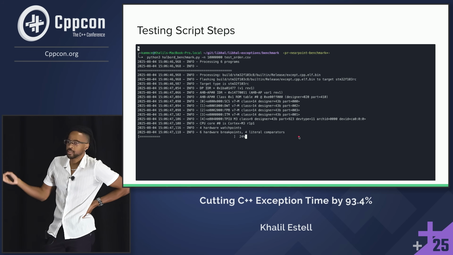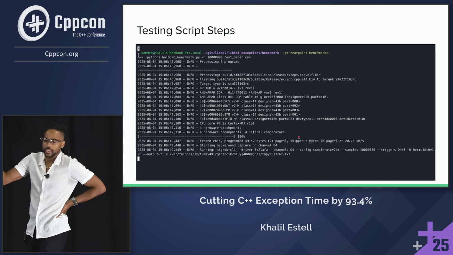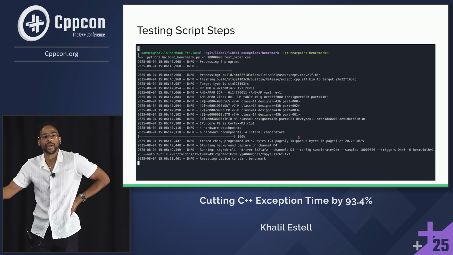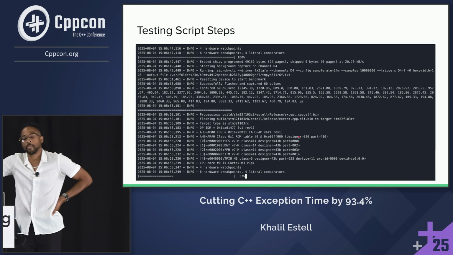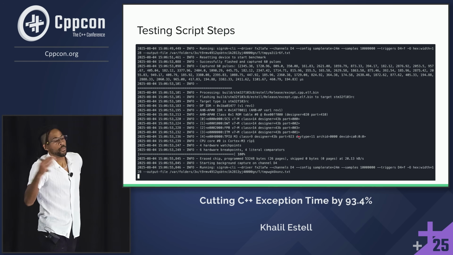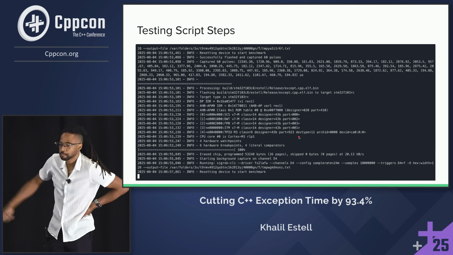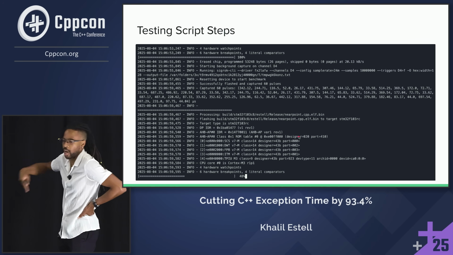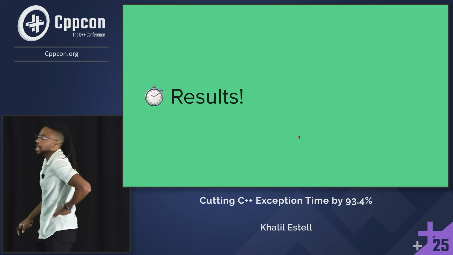So I have a test script. What it does is it flashes the device, and then it starts the logic analyzer in a command line program, and then resets the device so it can run through all the experiments, and then I can get all the pulses back, put them into the CSV, and get you the data that we're expecting. And this is it just going through all the different programs and doing its thing. So, results time.